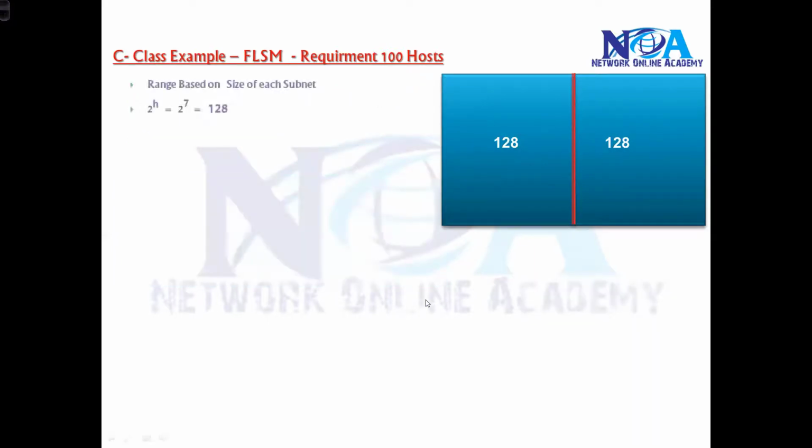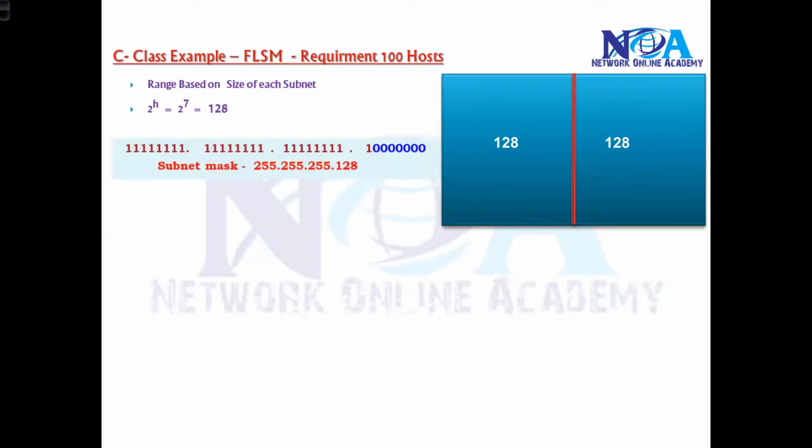Now finally, writing the range. The range is written based on the 2 to the power of h value. The h value is 7, that is your host bits. We are using 7 host bits, meaning 2 to the power of 7 is 128. So the range will be multiples of 128. So 0, and the next range will start at 128, which means this range ends at 127, and the next at 255.